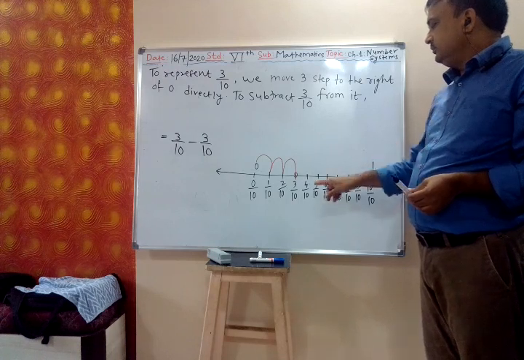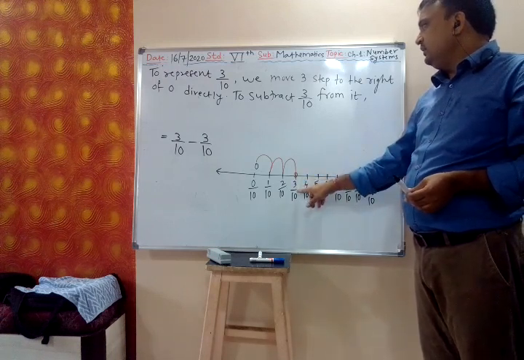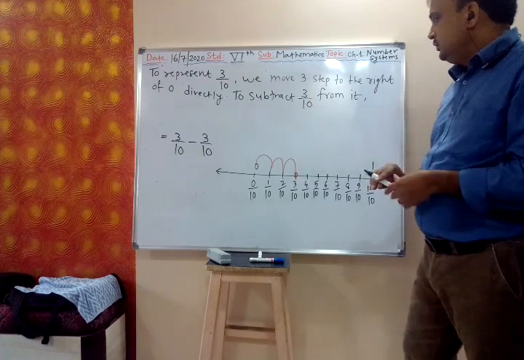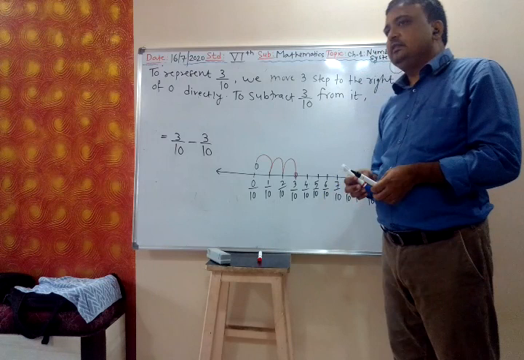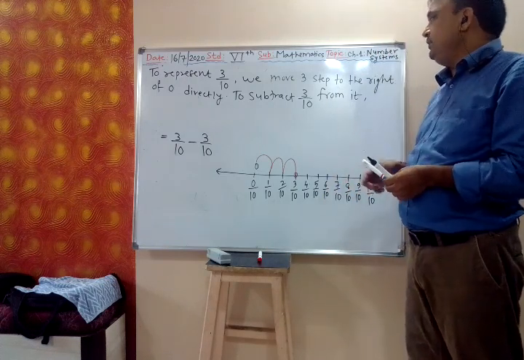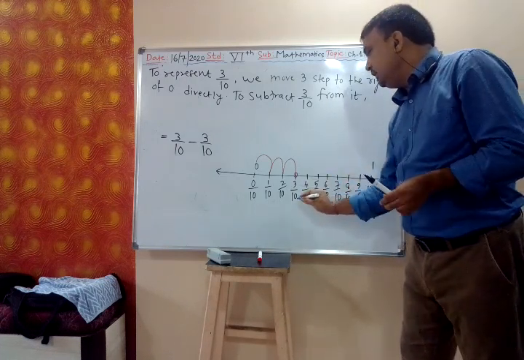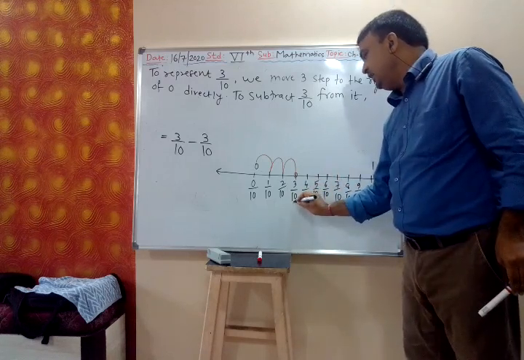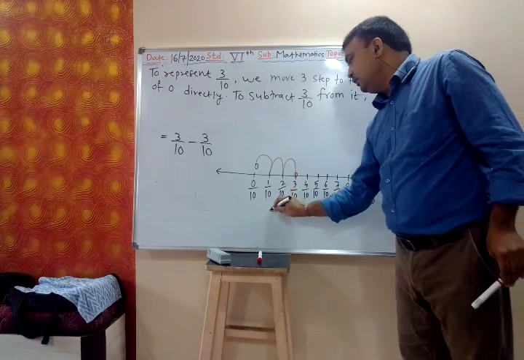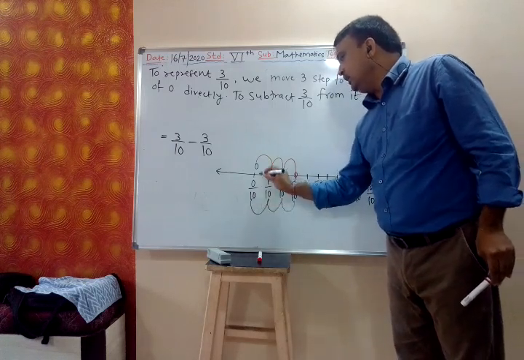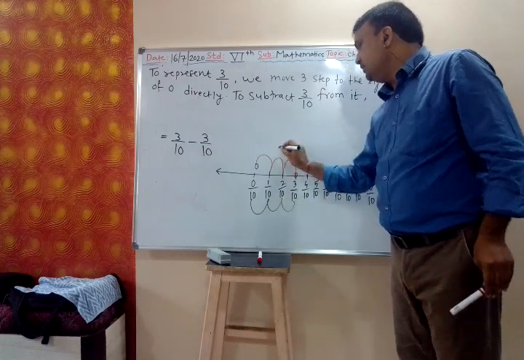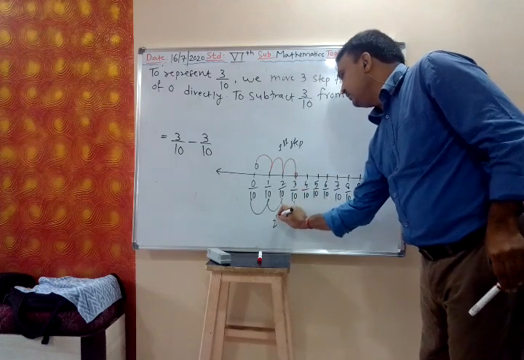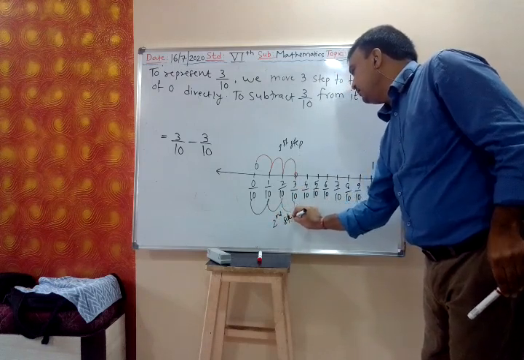From 3 upon 10, we want to subtract 3 upon 10. So I will jump 3 steps to the left of 3 upon 10. So 1, 2, 3, we reach 0 upon 10. This is my first step and this is my second step.